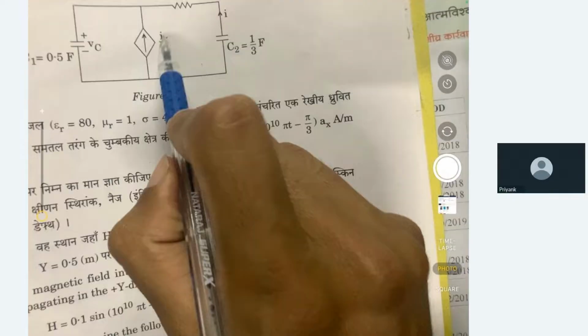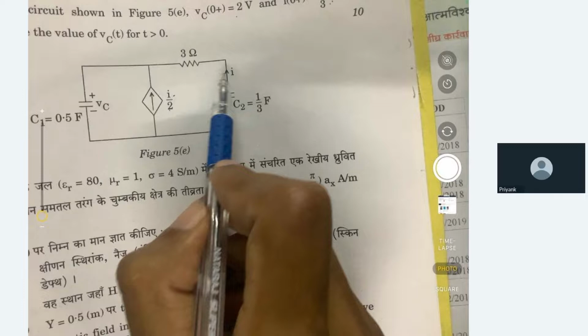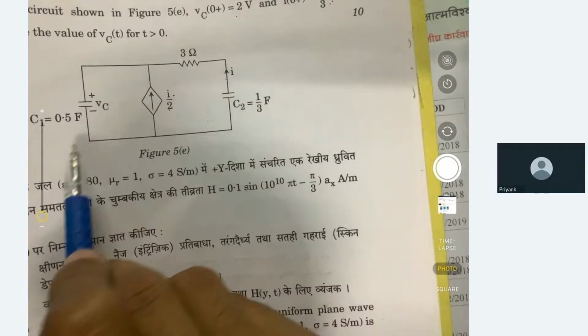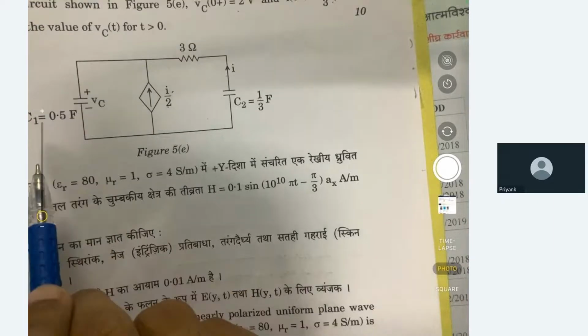So actually the current through the capacitor is this value plus this value, and they both have to be added. It will be 3 by 2.